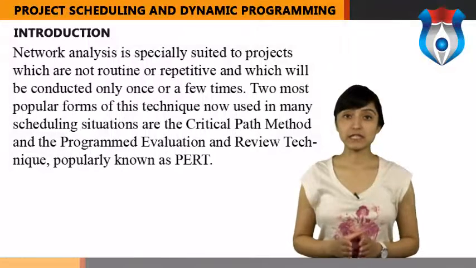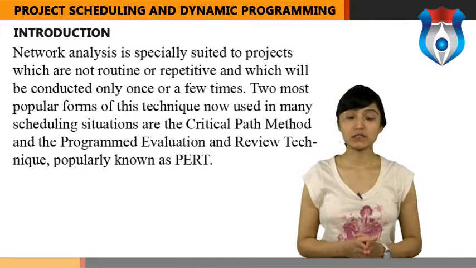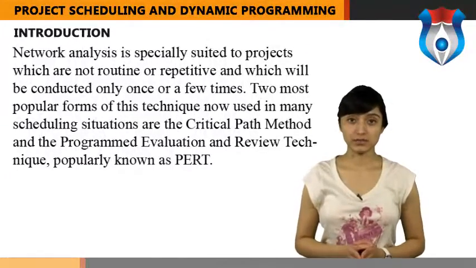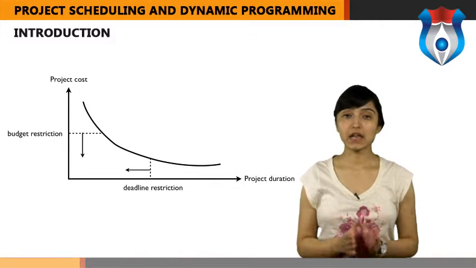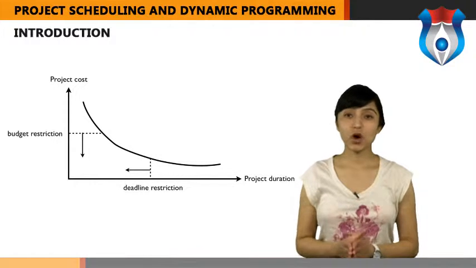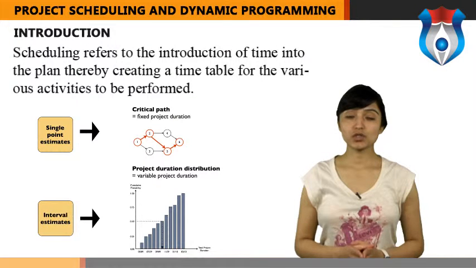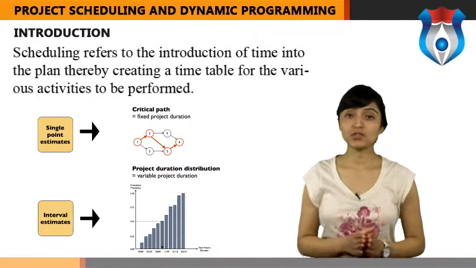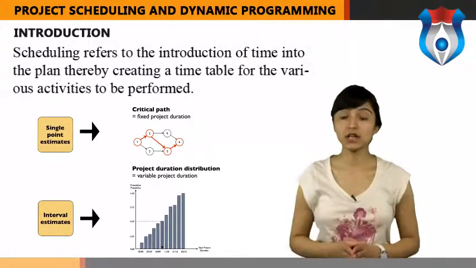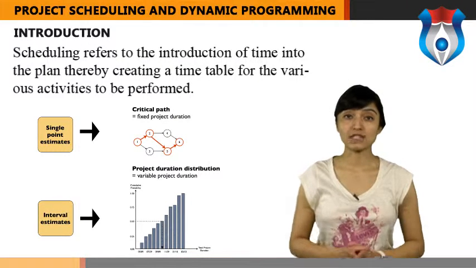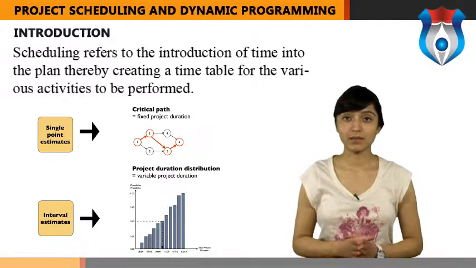Two most popular forms of this technique now used in many scheduling situations are the critical path method and the Programme Evaluation and Review Technique, popularly known as PERT. This method differentiates between planning and scheduling. Planning refers to the determination of activities that must be accomplished and the order in which such activities should be performed to achieve the objective of the project. Scheduling refers to the introduction of time into the plan, thereby creating a timetable for the various activities to be performed. CPM uses two time and two cost estimates for each activity, one time cost estimate for the normal situation and the other estimate for the crash situation, but does not incorporate any statistical analysis in determining such time estimates.